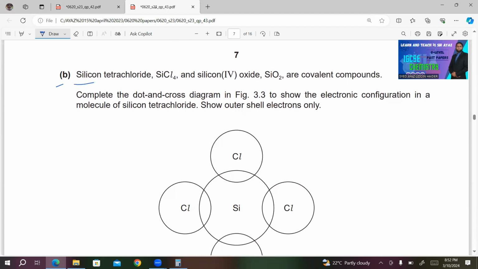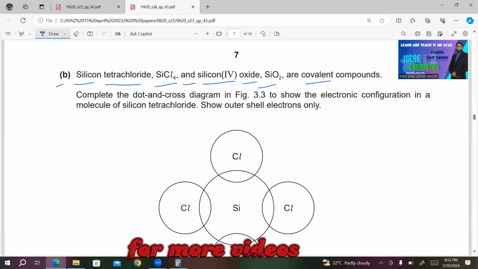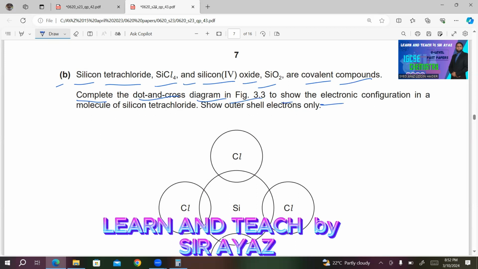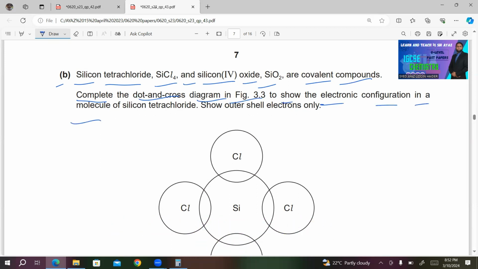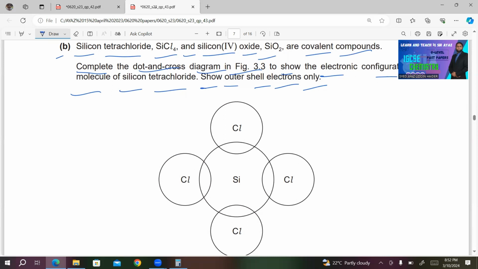B, silicon tetrachloride SiCl4 and silicon 4 oxide SiO2 are covalent compounds. Complete the dot and cross diagram in figure 3.3 to show the electronic configuration in a molecule of silicon tetrachloride. Show outer shell electrons only. You need to show only outer electrons.